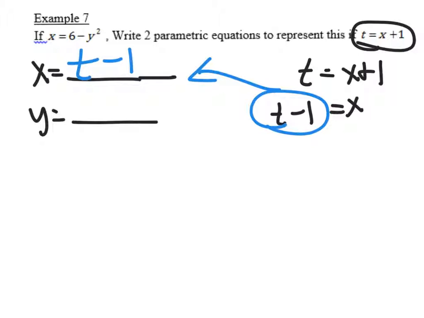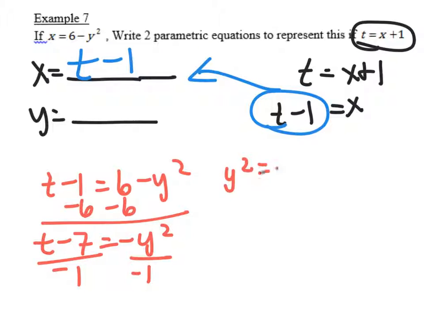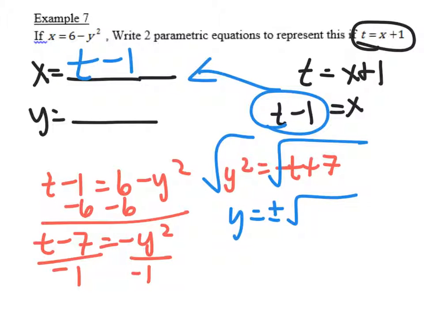So t minus 1 goes in for the x in x equals 6 minus y squared. Move over my 6. t minus 7 equals negative y squared. Divide by negative 1. That gives me y squared equals negative t plus 7. And then I need to get rid of my square, so I'm going to square root it. That gives me y equals plus or minus the square root of negative t plus 7. And there are my two parametric equations.